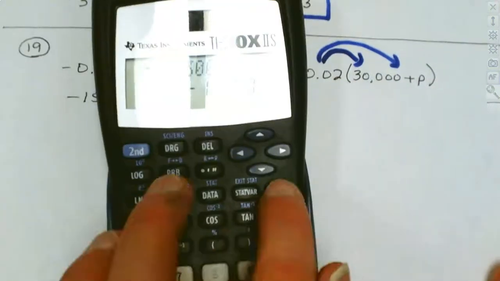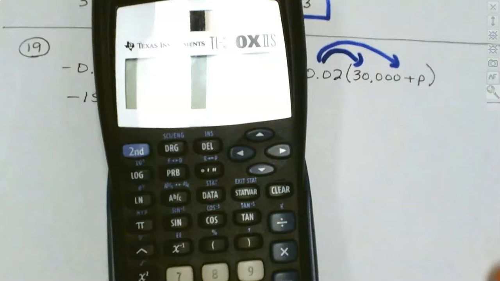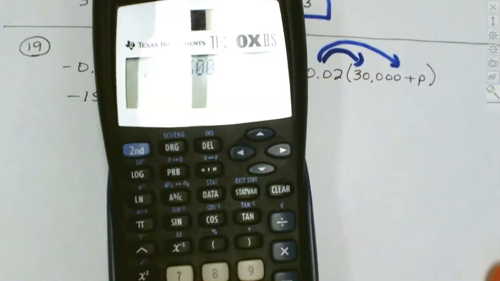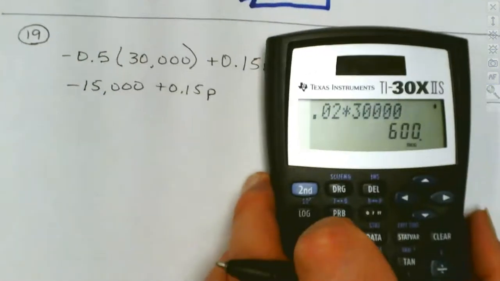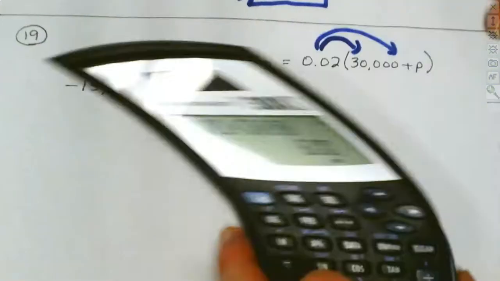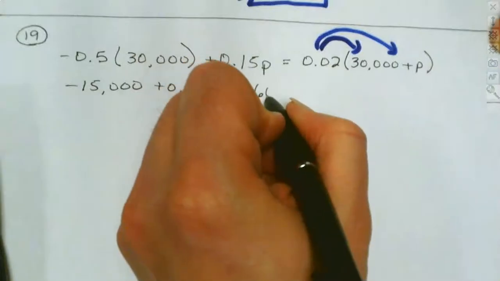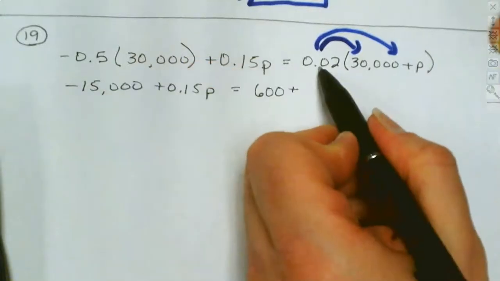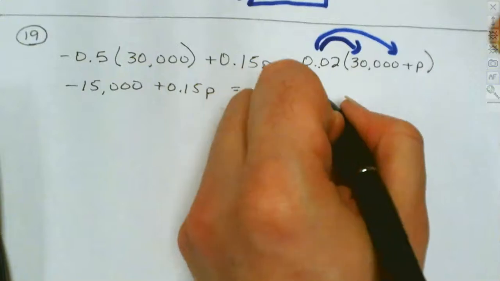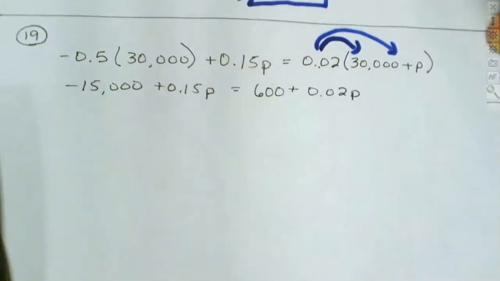Watch the decimals. Be very, very careful with the decimals. Make sure you add the correct number of zeros. So it's 0.02 times your 30,000. And that gives you then your 600. I know it's hard to see on the screen, but that'll come out to be that 600. And then we have 0.02 times p, so that's 0.02p. So now we have gotten rid of all of our parentheses, right? So we just used a calculator, we distributed through.